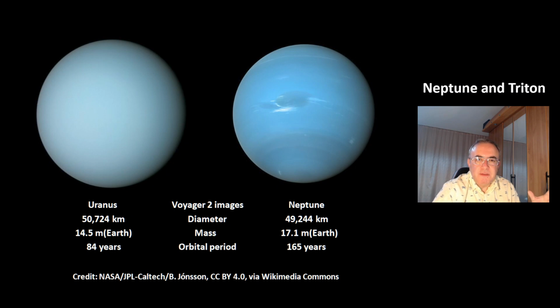This is a comparison of Uranus and Neptune. Uranus is the bigger planet by size, but Neptune is the bigger planet by mass, with 17.1 Earth masses compared to 14.5 of Uranus. And since Neptune is further out, it has almost double the orbital period of planet Uranus, with 165 years.